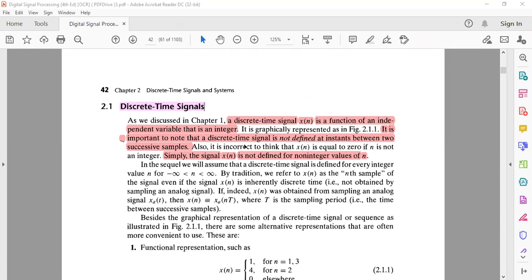Okay, it is not defined. In the following, in the sequel, we'll assume that a discrete time signal is defined for every integer value of n. That is true, and n varies from negative infinity to infinity.